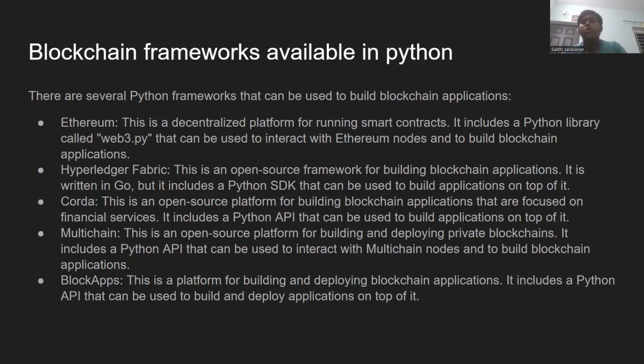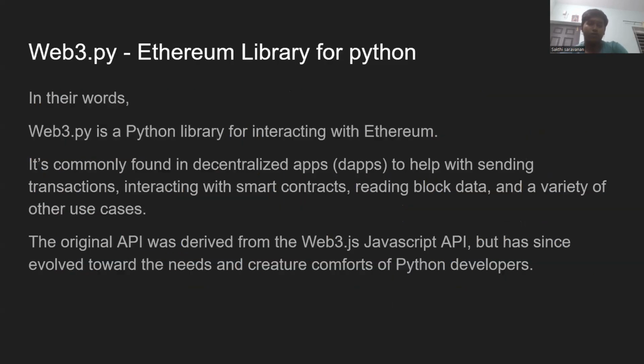Corda and Multichain are also open source platforms, which provide us with a way to build blockchain applications. They have their own inbuilt Python API support so that we can use these libraries and build our own blockchain-based applications. And BlockApps is another platform for building and deploying blockchain applications as well. They also provide a Python API. Now I'll go in depth into each of them.